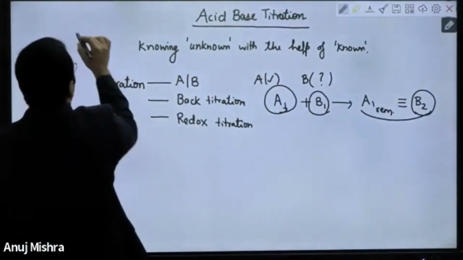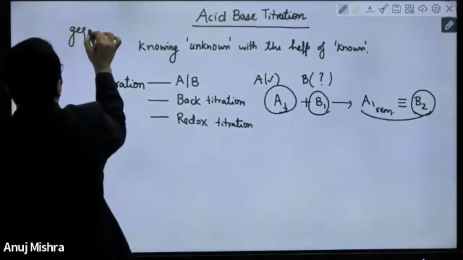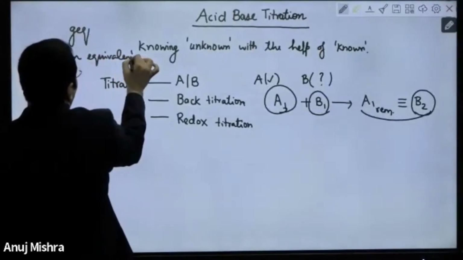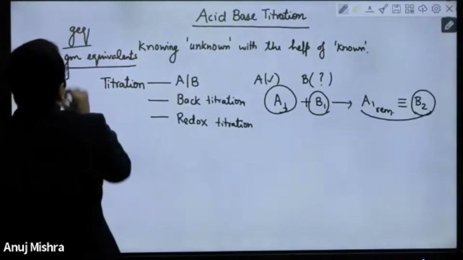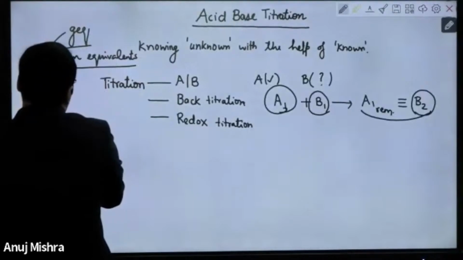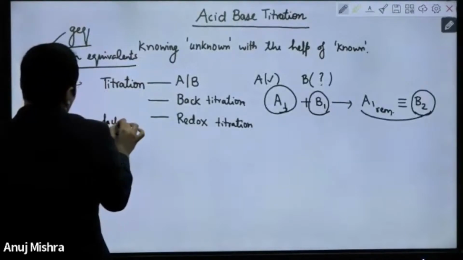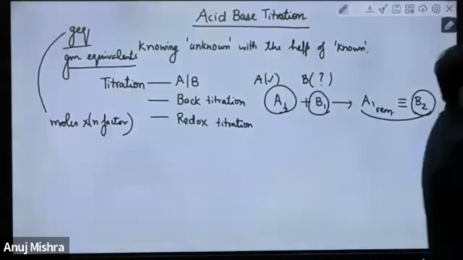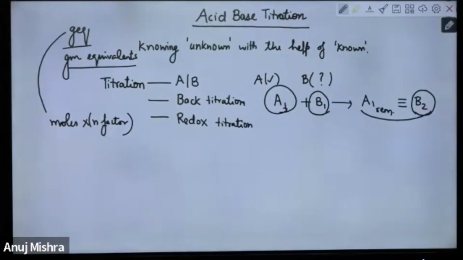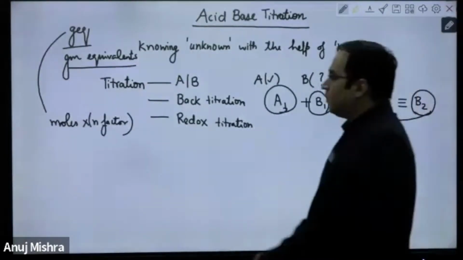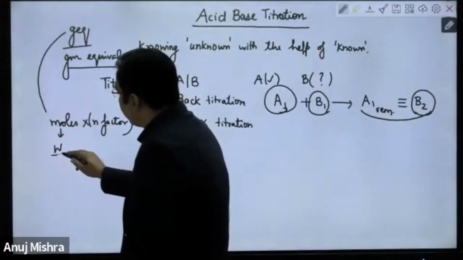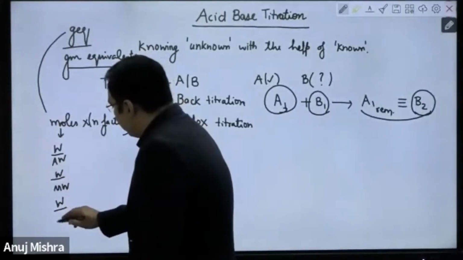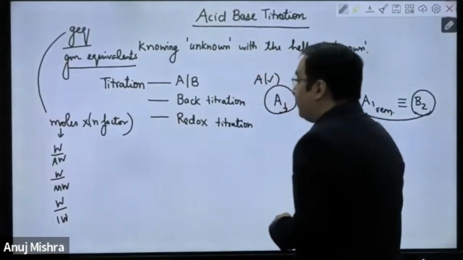So the titration part is governed by a term called gram equivalent. Please write down this word: gram equivalent. होता क्या है gram equivalent से? Gram equivalent is moles into n factor. It is defined as moles into n factor. अब moles क्या होता है आपको पता है? Everybody knows about moles. What is moles? Moles for any atom is weight divided by atomic weight, by molecular weight for a molecule, by ionic weight for ions.